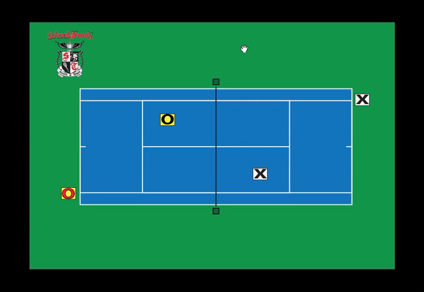Okay, doubles hitting lanes for intermediate doubles. Well, what's a hitting lane? Good question. Let's talk about it. A hitting lane, as far as I'm concerned, is the gap between a player and his partner, or the gap between a player and the lines.